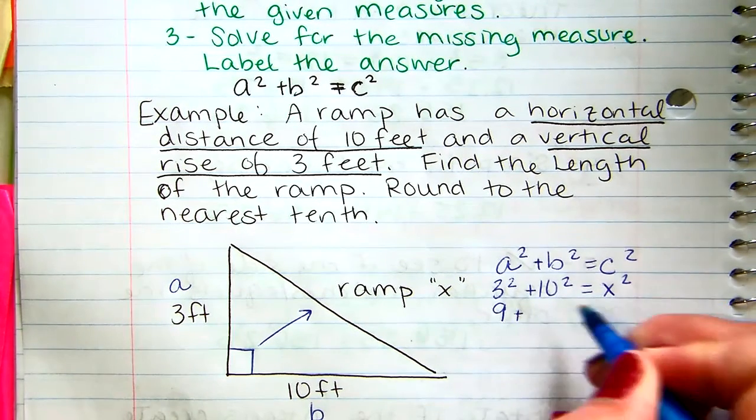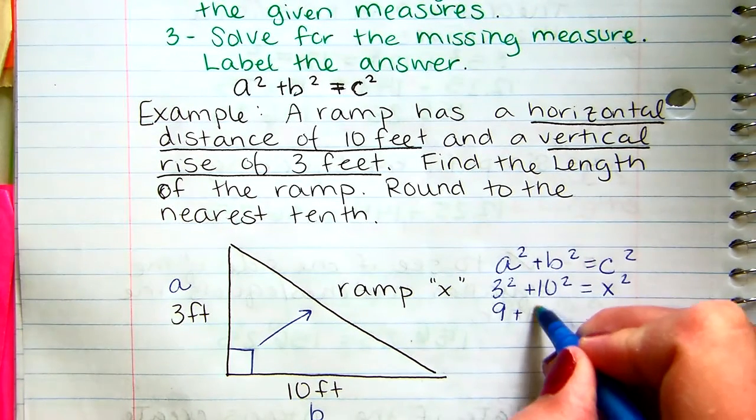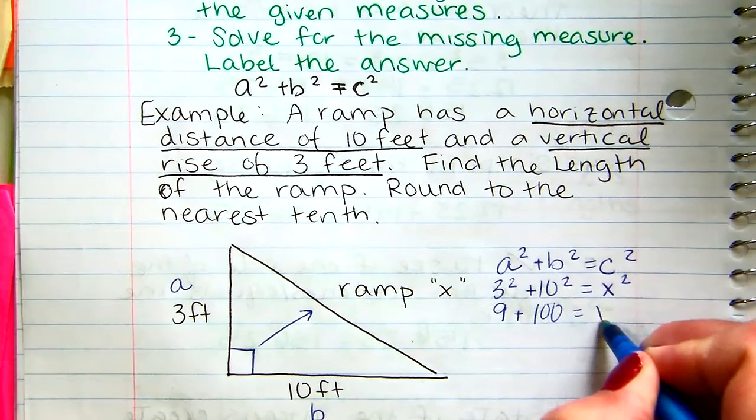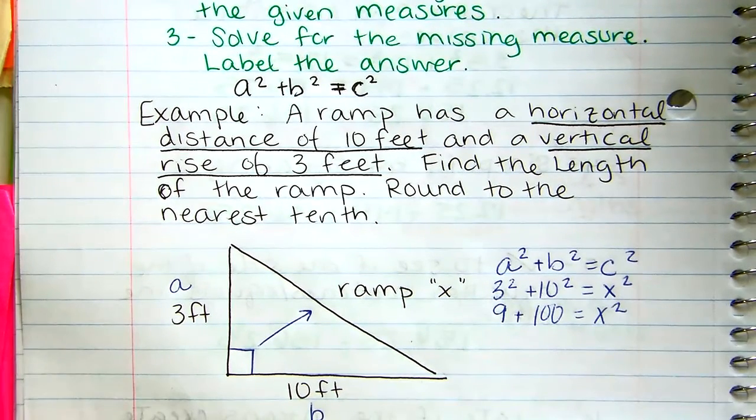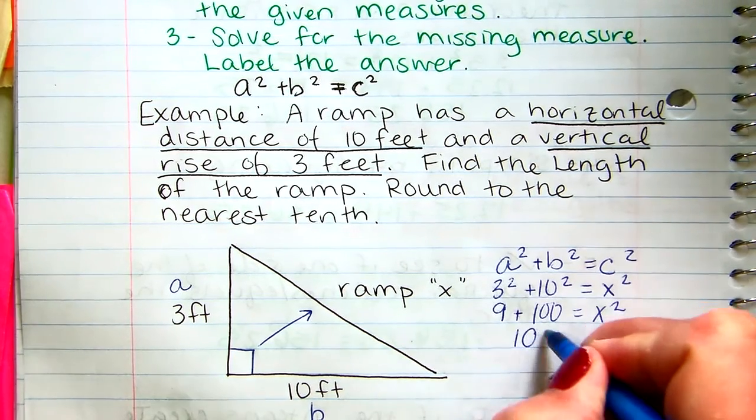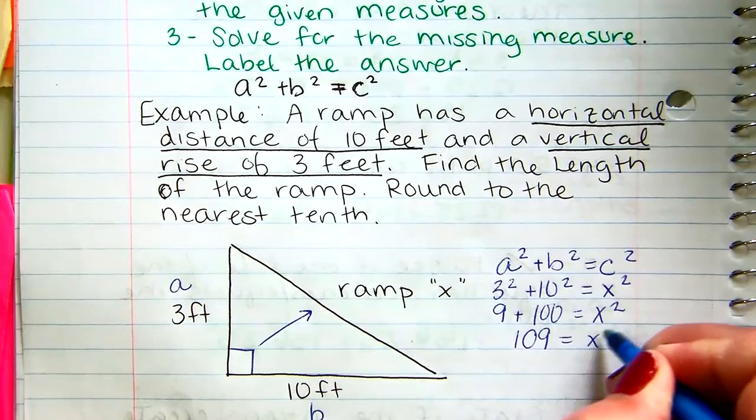Plus 10 squared, which is 100, or 10 times 10. And once again, that's going to equal x squared. Now I'm going to add the 9 and the 100 together, which would give me 109. And that's going to leave me with x squared.